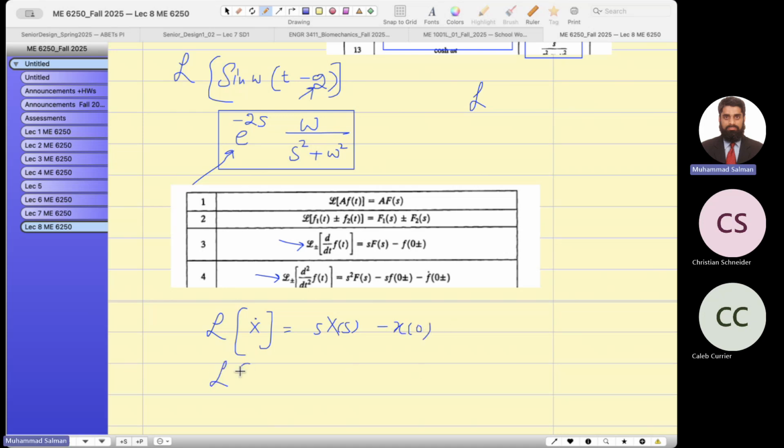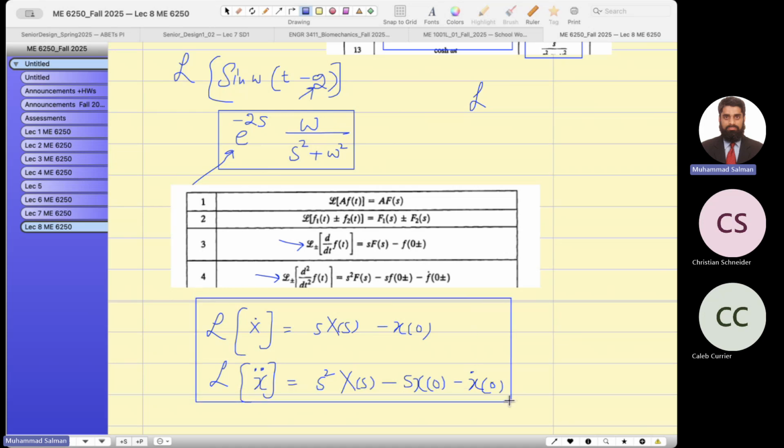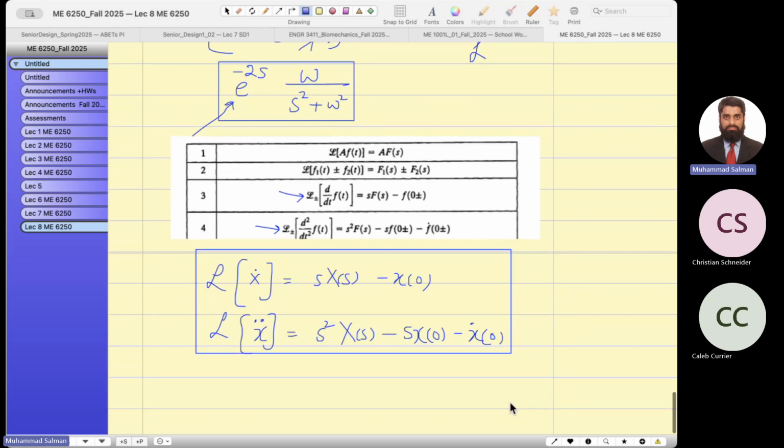this is how you will write. If you have x double dot, the second derivative, then you have s square X in the s domain minus s x of 0 minus x dot. So please write down these two formulae because I'm going to assign you a homework problem related to finding the solution of a differential equation using the Laplace transform. So this you may need over there.